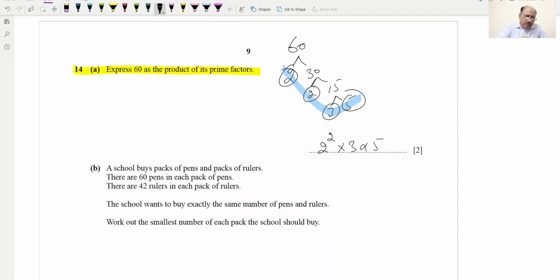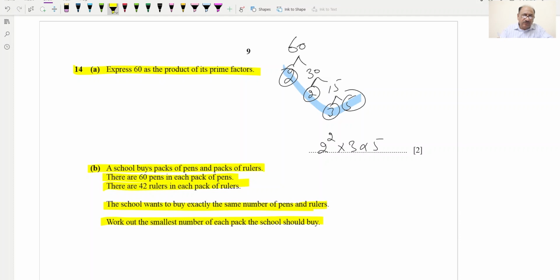Now B part says a school buys packs of pens and packs of rulers. There are 60 pens in each pack of pens, and there are 42 rulers in each pack of rulers. The school wants to buy exactly the same number of pens and rulers. Work out the smallest number of each pack the school should buy. So we'll have to check for the least common multiple.